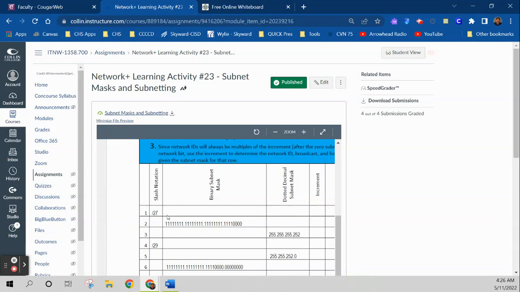So I'm going to look at number 1 to kind of start us off. So we got 27. We don't know what the binary subnet mask is, or the dot decimal subnet mask, because remember, these two are going to be the same. And then the increment is going to come off of what this notation is indicating.